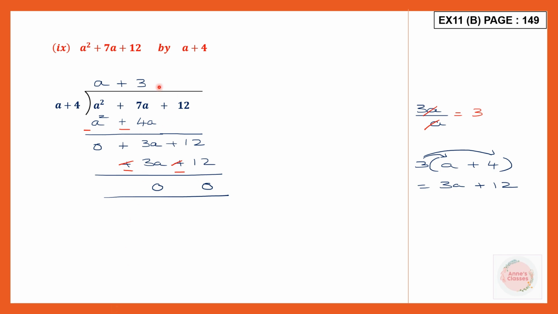And what is our answer? This is our answer. The quotient is a plus 3 and that is our answer. So we can write it down separately. A plus 3, the quotient, this is our answer.